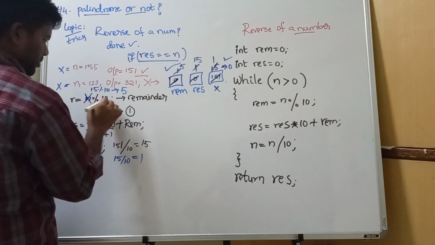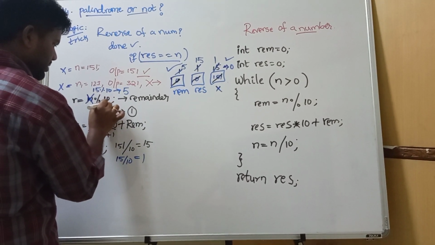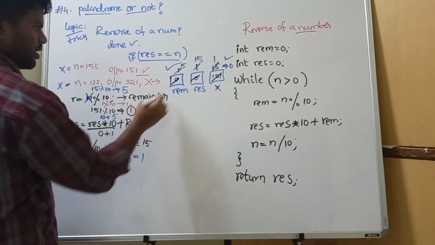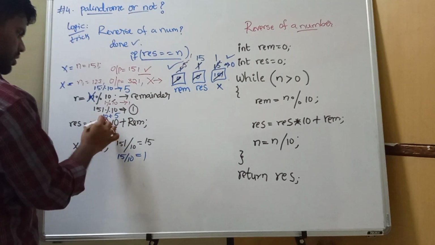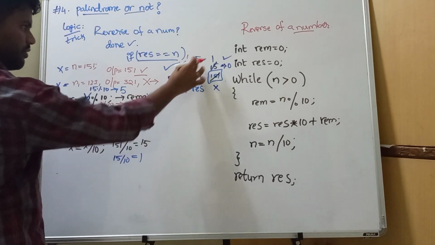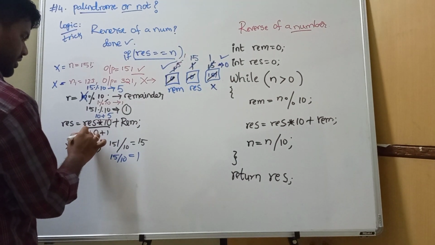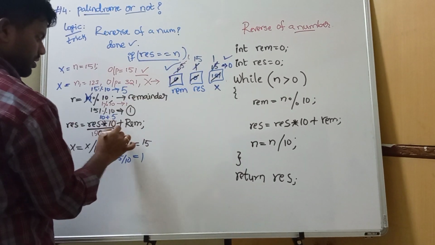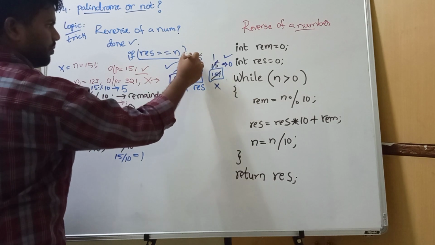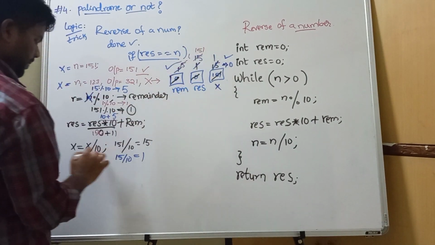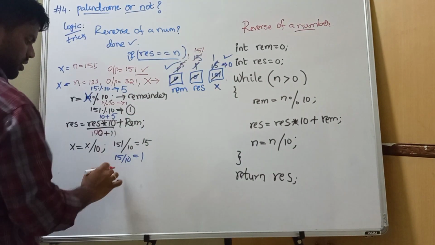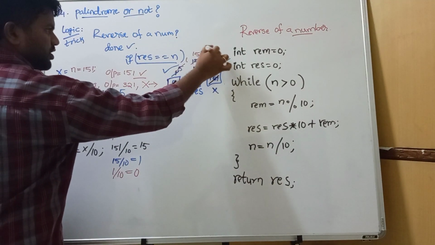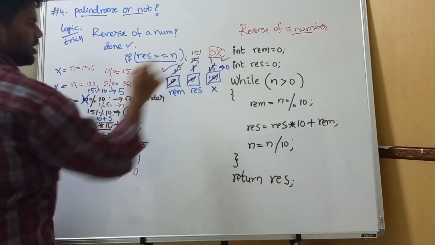Here 1 modulo 10 will give 1. The result is 15, 15 into 10 is 150, plus the remainder 1, so in total it will become 151. What is x? x is 1, 1 by 10 is 0. When 0 comes, we will stop or terminate the loop.